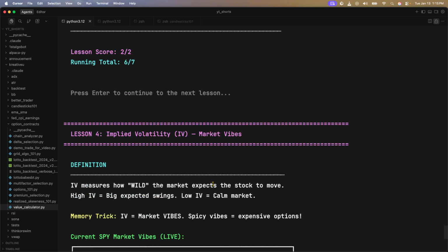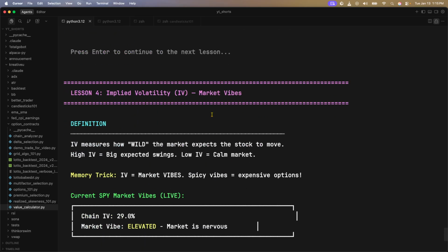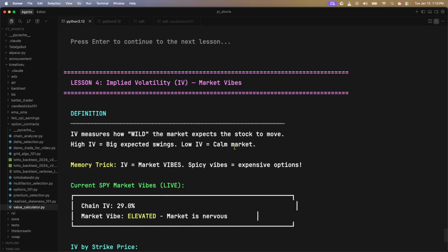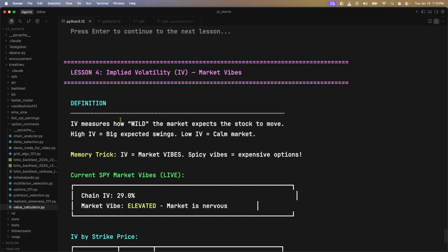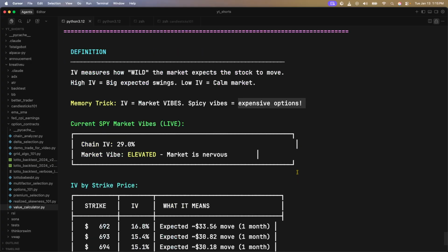So now let's go into implied volatility. Implied volatility, or market vibes, right? Implied volatility measures how wild the market expects the stock to move. High IV, or high implied volatility, we expect big swings. Low IV, or low implied volatility, is a calm market, right? So memory trick: IV equals market vibes, and spicy vibes equal expensive contracts, or expensive options.